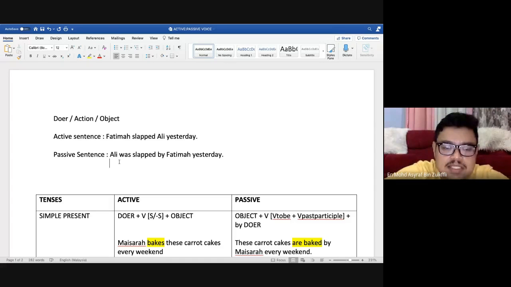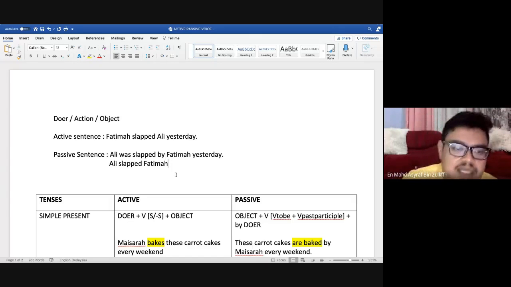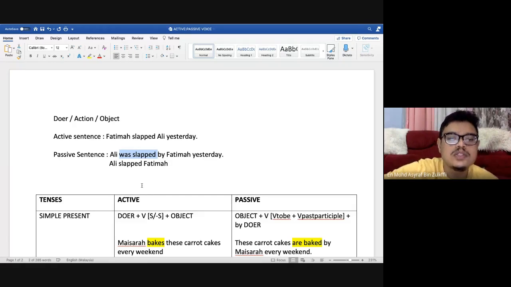A common mistake students make is that when they change it into a passive voice, they don't add this. They just write "Ali slapped Fatima." Fatima slapped Ali yesterday; Ali slapped Fatima yesterday. Is it correct? No, because you change the meaning. Fatima menampar Ali, Ali menampar Fatima pula. You have to change the verb from slap to was slapped. Also, passive voice does not mean that you put yesterday in front: "Yesterday, Fatima slapped Ali." No. Passive voice means you change the object. The object becomes the subject of the sentence.